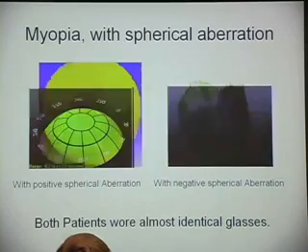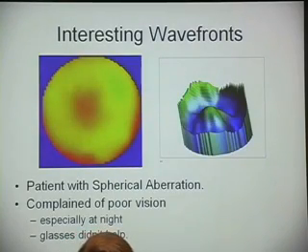Here's a few more funny or interesting ones. This is just sort of pure spherical aberration with a few ripples. There's a phase map on the left and then a 3D interpretation of it on the right. This is someone who didn't like glasses at all. They didn't find any glasses that helped them, but especially at nighttime, they had poor vision. And you can sort of imagine why that is.